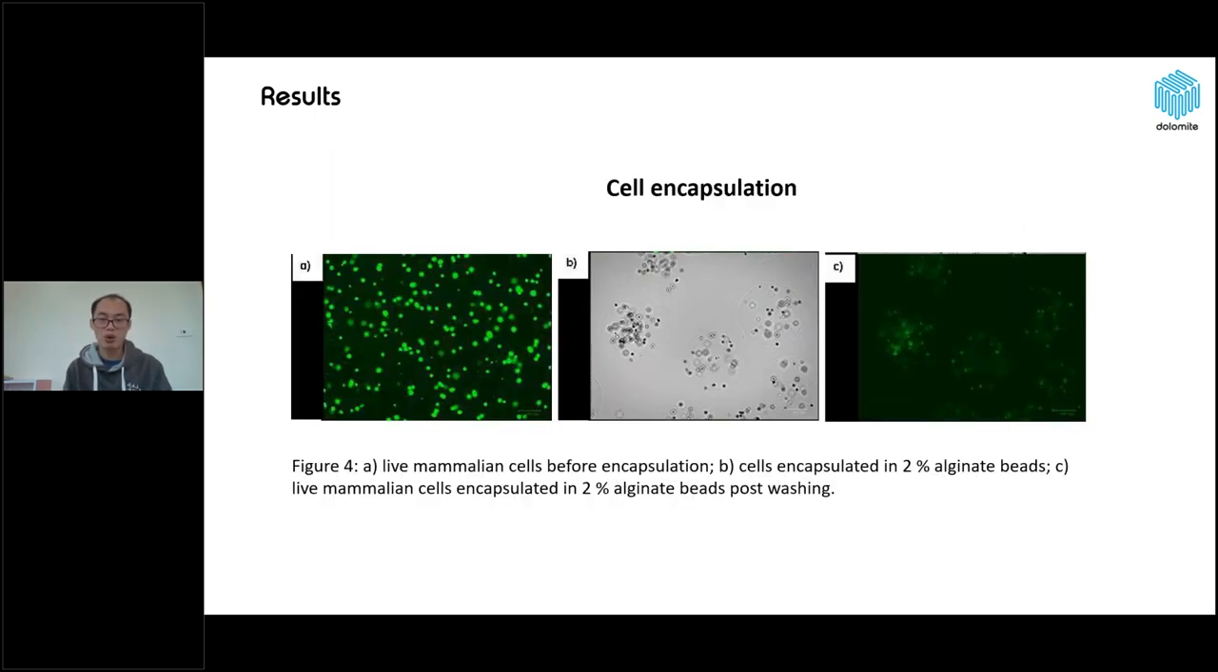Here is the image for cell encapsulation. As you can see in figure A, the calcium-treated mammalian cells suspended in alginate prior to encapsulation did not show a lot of viability. In figure B, you can see mammalian cells encapsulated in a 2% alginate bead, and in image C, after encapsulation and washing, the cells in the alginate bead can be seen, and they remain viable.